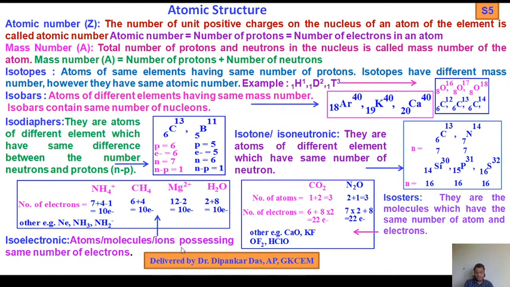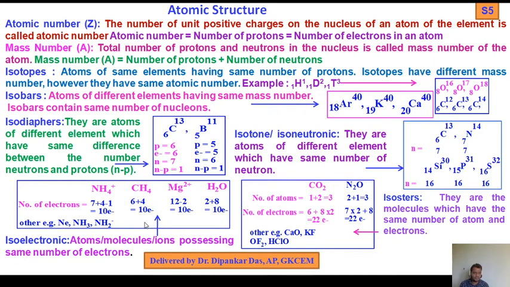Now come to isoelectronic. Atoms or molecules or ions possessing the same number of electrons are called isoelectronic species. Suppose NH4 plus: 7 electrons for nitrogen, hydrogen 4, minus 1, that is 10 electrons. Methane CH4: carbon 6, hydrogen 4, 10 electrons. Magnesium 2 plus: 12 minus 2, that is 10 electrons. Water: 2 plus 8, that is 10 electrons. So all these four species possess the same number of electrons, that is 10. That's why they are isoelectronic species.